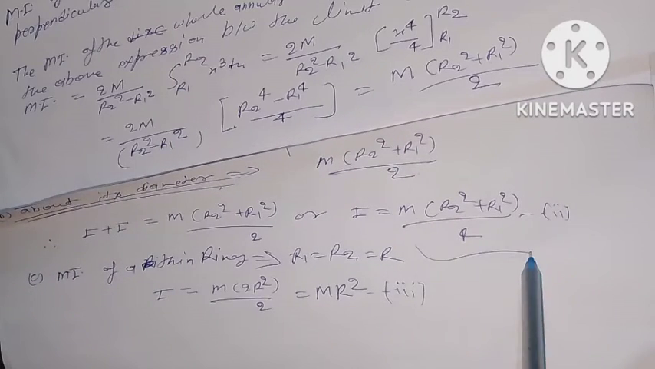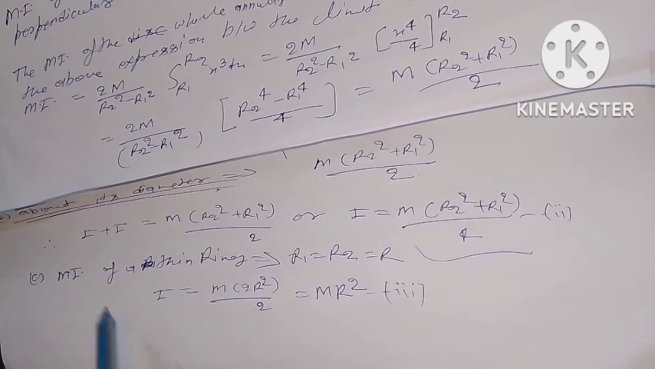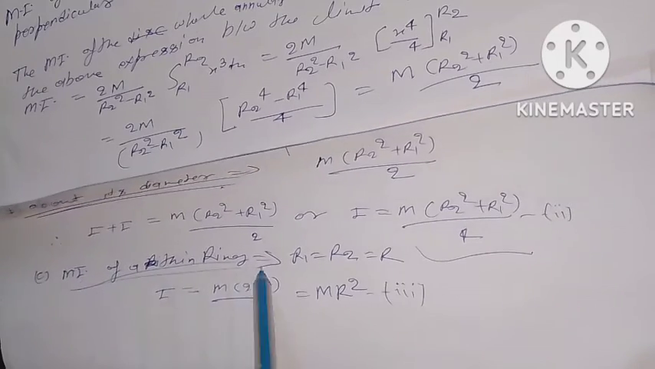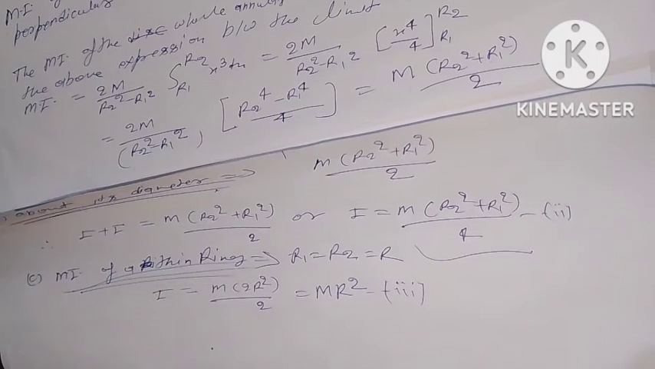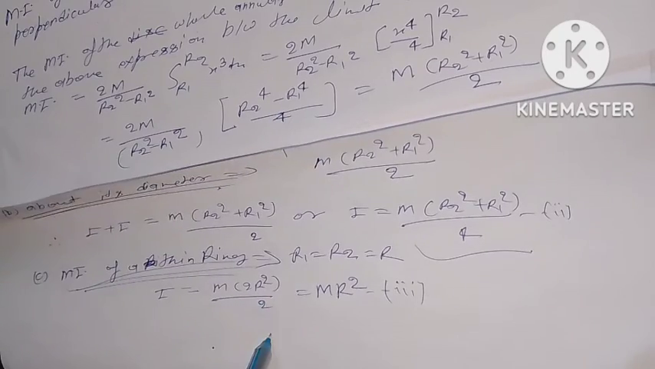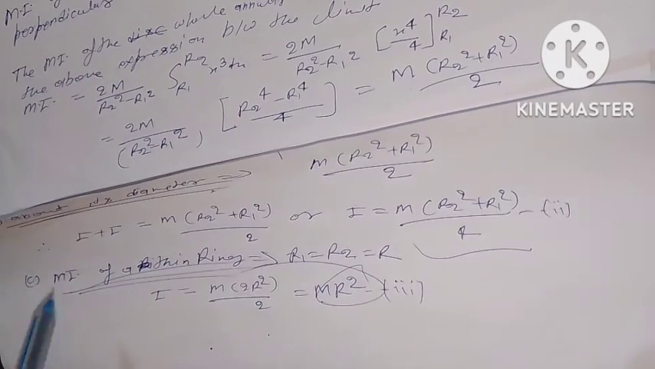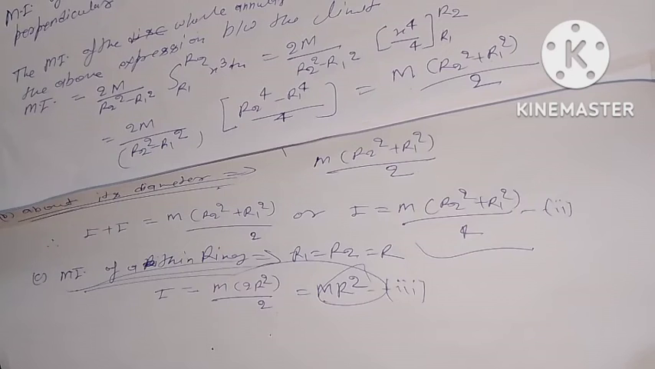Next is the moment of inertia of a thin ring. The moment of inertia of a thin ring made up of a thin wire, about an axis passing through its center and perpendicular to its plane, is obtained by putting R1 equal to R2 equal to R. Say I equals M times 2R square upon 2, that is MR square.